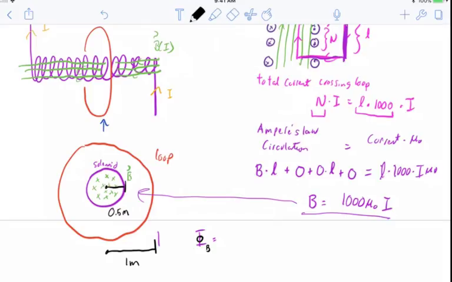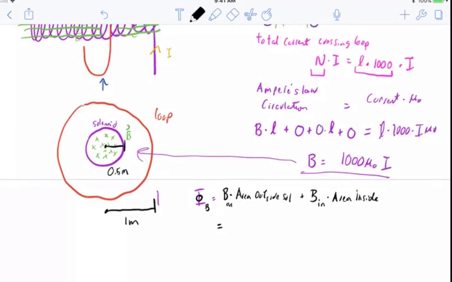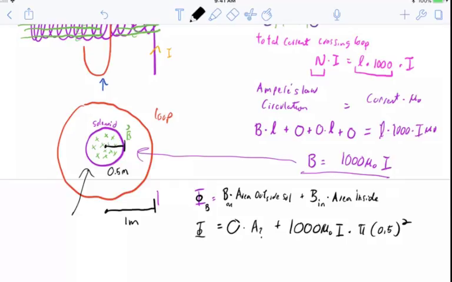And so, maybe I'll write it down. B times area outside the solenoid plus B in times area inside. There's lots of area outside the solenoid, but the magnetic field out there is 0 times A. The magnetic field inside is going to be 1,000 mu naught I times pi times 0.5 squared.